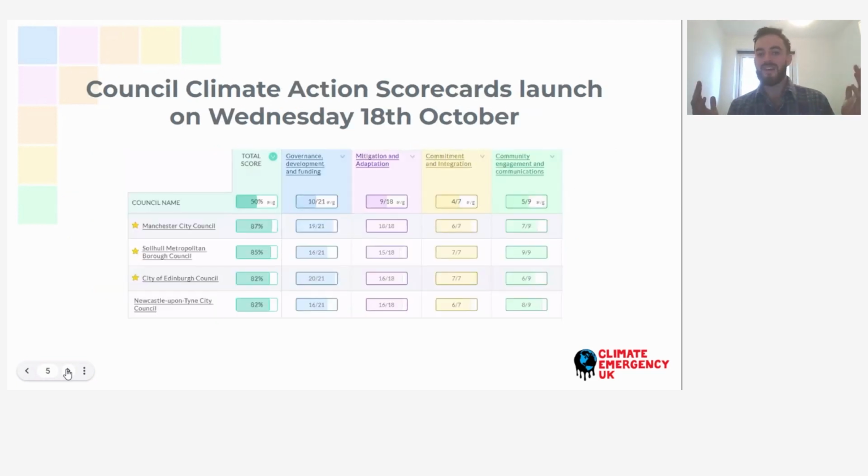So I've mentioned this a couple of times. We're very excited for the launch, which is why I've mentioned it. But the Council Climate Action Scorecards will launch on Wednesday, the 18th of October. And this is a screenshot of what the data will look like. It's not real data. This is taken from our plan scorecards.